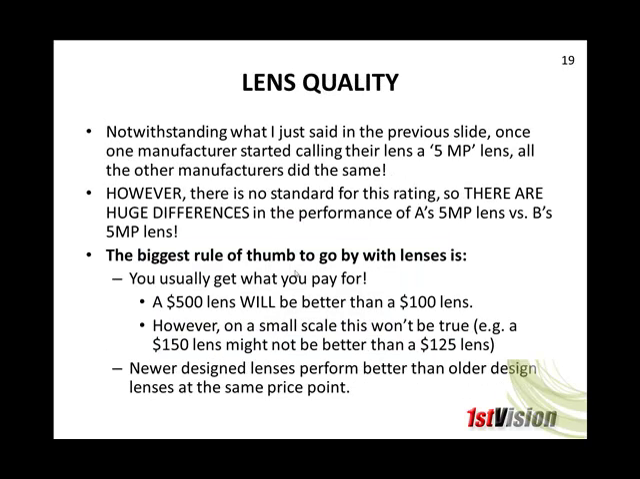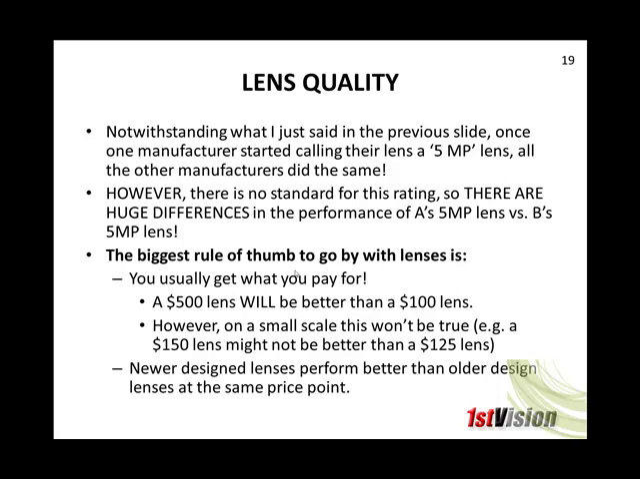Notwithstanding what I just said in the previous slide, once one manufacturer started calling their lens a 5 megapixel lens, all of the manufacturers did the same. However, there's no standard for this rating, so there are huge differences in the performance of manufacturer A's 5 megapixel lens versus manufacturer B's 5 megapixel lens. The biggest rule of thumb to go by with lenses is normally you will get what you pay for.